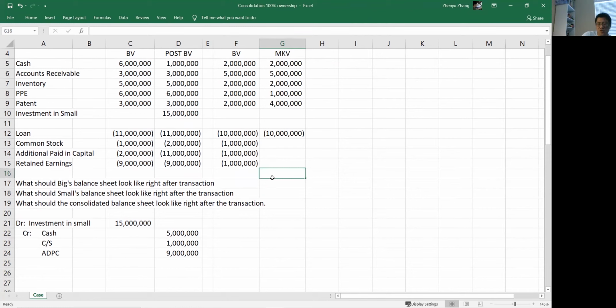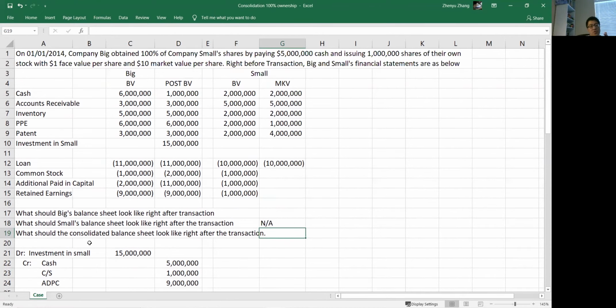Okay. So those two questions we answered. This one we have here, let's say NA, no change. What should the consolidated balance sheet look like right after the transaction?